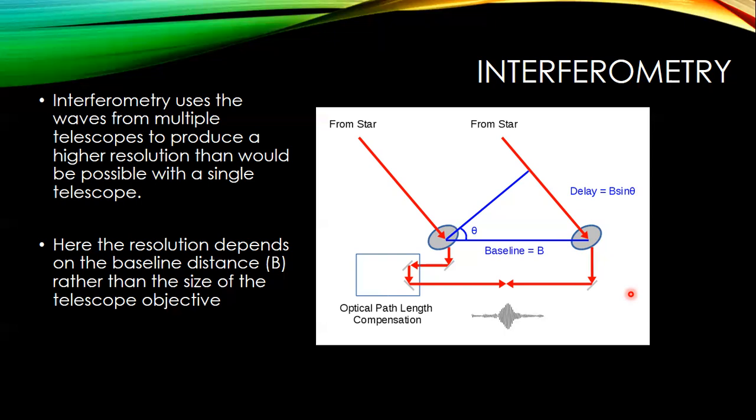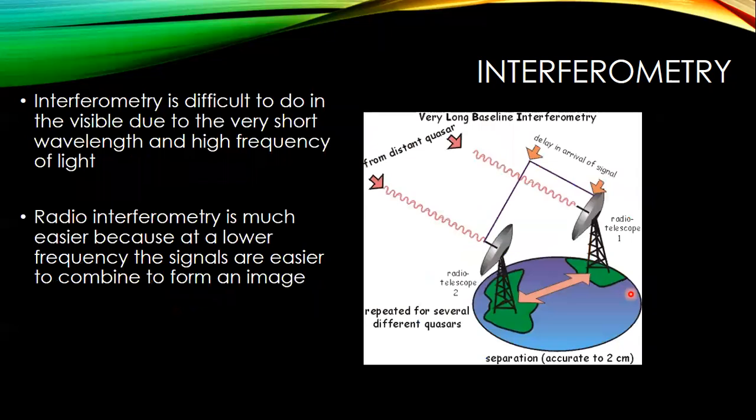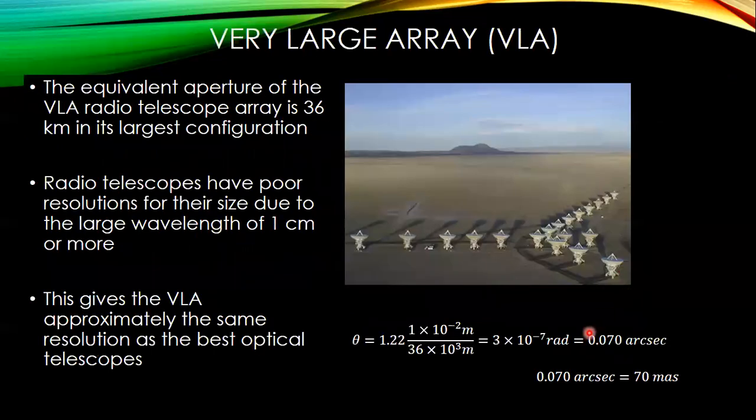We can do some crude interferometry in the optical part of the spectrum, but if we want to do interferometry and get a high quality image, the radio part of the spectrum, where the frequency is much lower and the processing power doesn't have to be quite as high, is much easier to do. Now, again, we have the disadvantage that we're going to a longer wavelength, and that means that that's going to hurt our resolution. But this is a very large array.